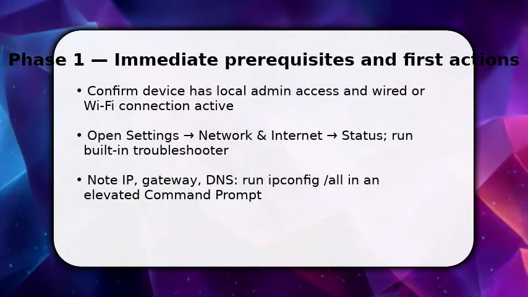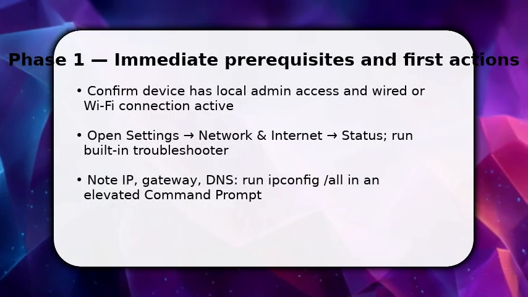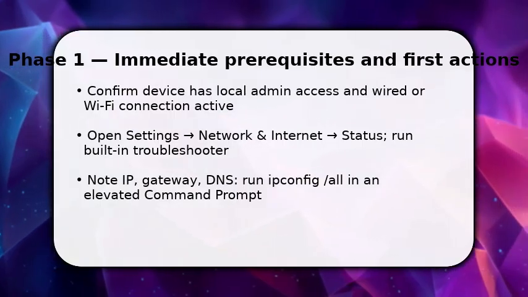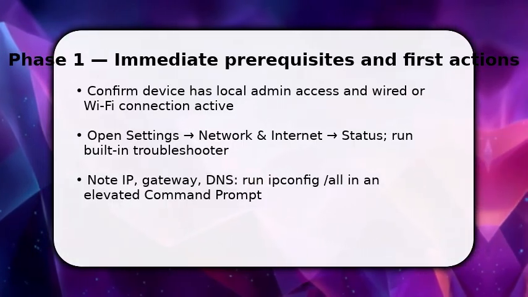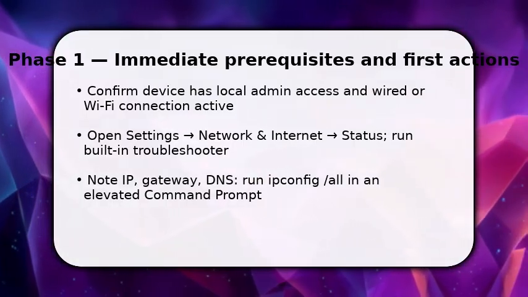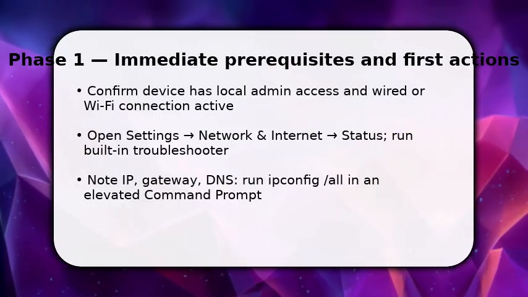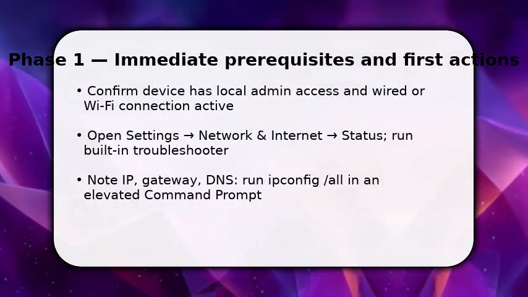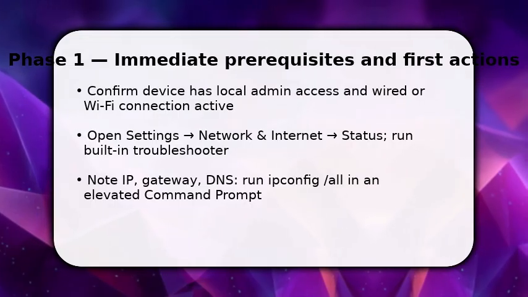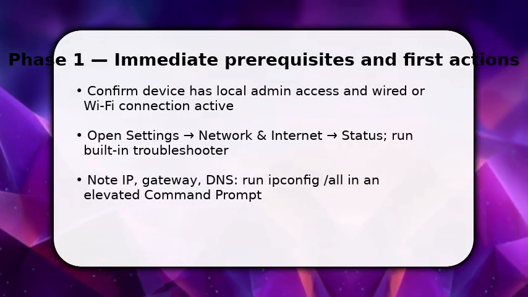You start right away by ensuring you have admin rights and the connection type. Wired is preferred for testing. Open Settings, go to Network and Internet, and run the status troubleshooter to gather initial diagnostics. Then, open an elevated command prompt and run ipconfig /all. Note your IPv4, gateway, and DNS entries because you will compare those with later results.